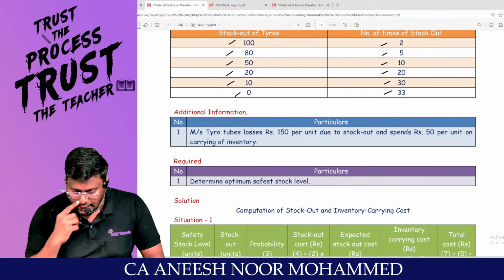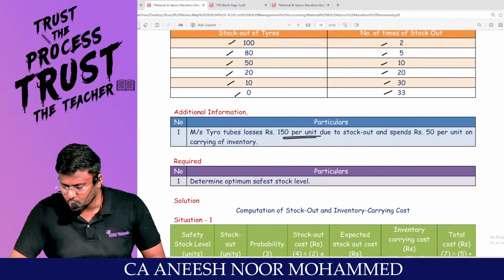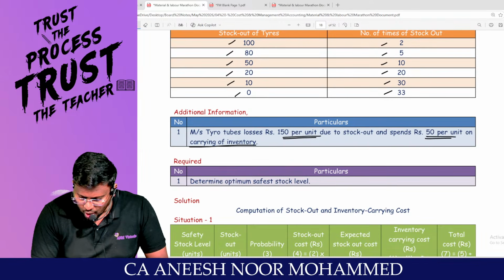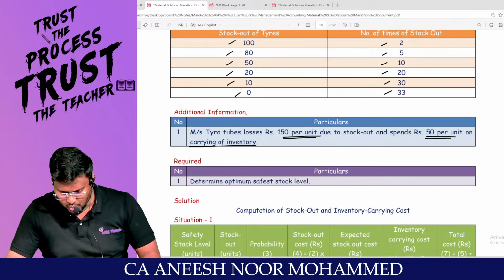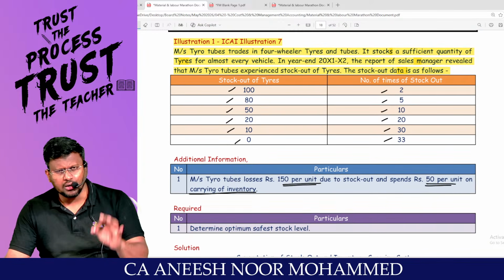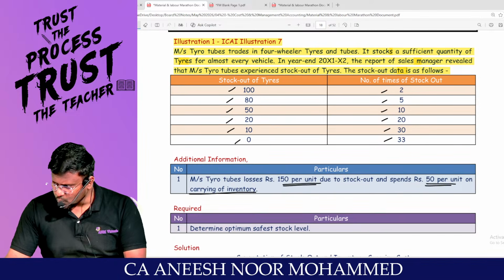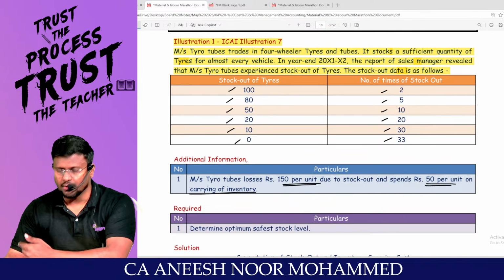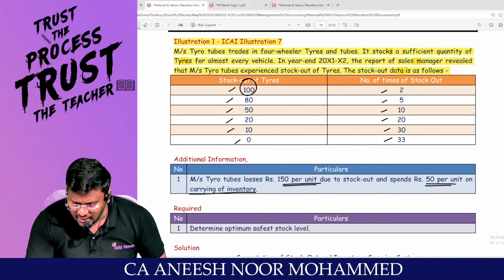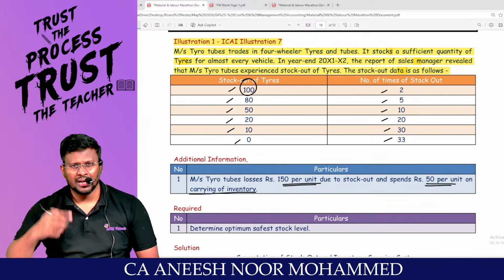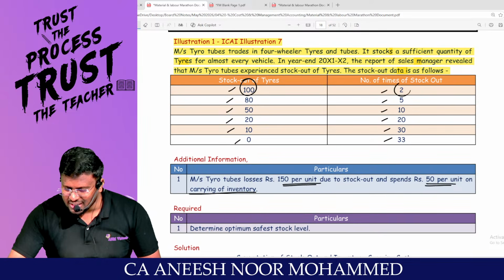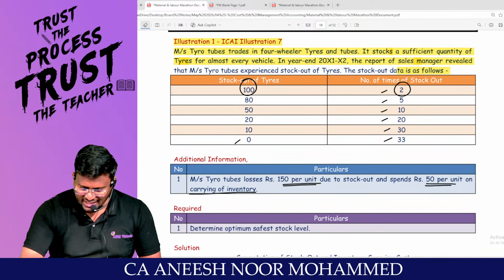Additional information. Styro Tubes loses 150 per unit due to stockout and spends 50 per unit on carrying of the inventory, my dear lovable students. So every company wants to avoid the situation of stockout. If you don't want stockout, then carry the stock. 100 tires, 2 customers may ask. Sir, for that, believing these 2 customers, it's like rain in Chennai.